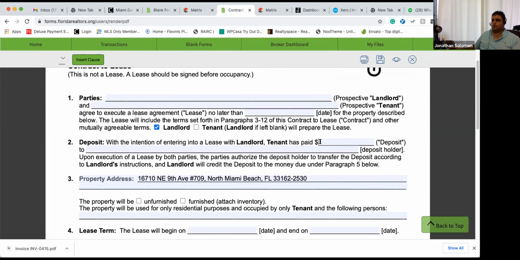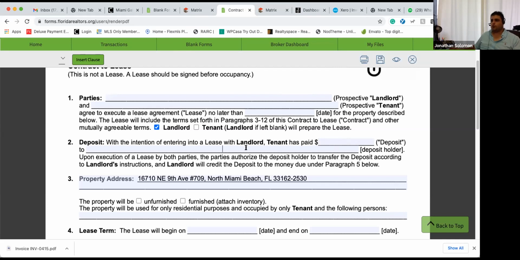Deposit. This is a deposit that we're going to hold until the tenant is going to move into the property. Usually, the right amount of deposit would be equal to 1 month of lease. So let's say the lease is $1,300 a month. We're going to hold $1,300.